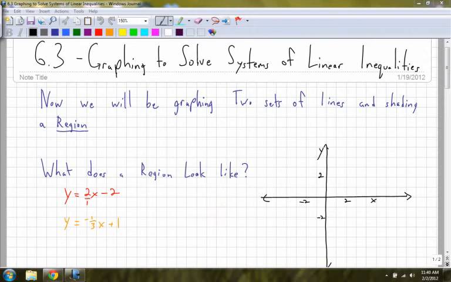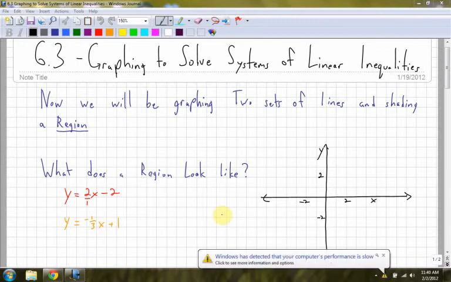Alright, so section 6.3, graphing to solve systems of linear inequalities. It looks like we skipped section 6.2, which we have. There's really no point to do it because it's not even really a section and it doesn't really cover anything. And everything that's covered in 6.2 is covered in 6.3, so I'm just skipping 6.2.